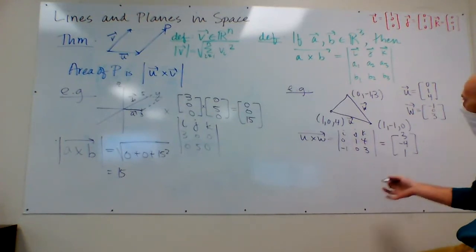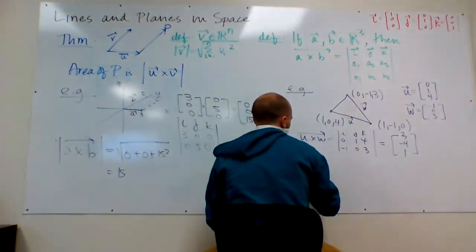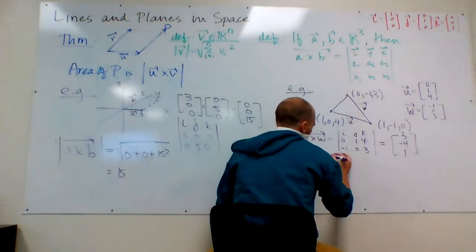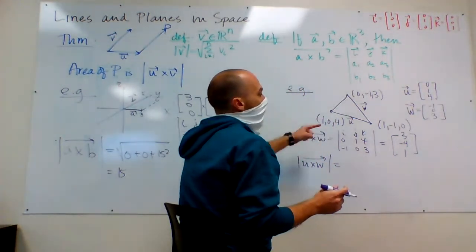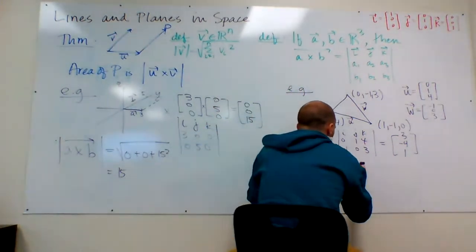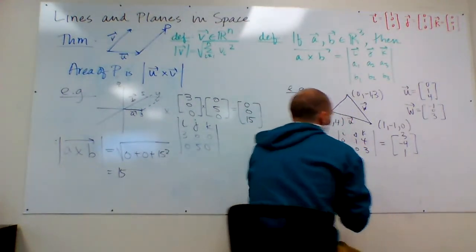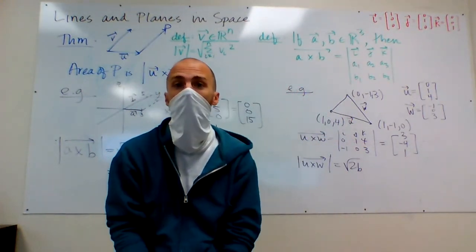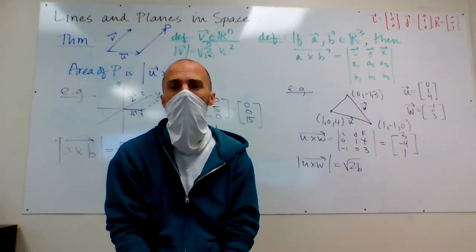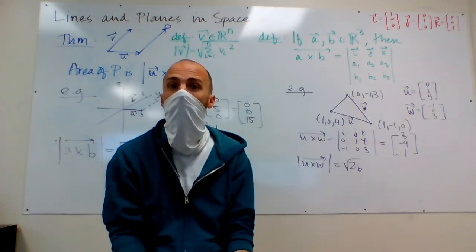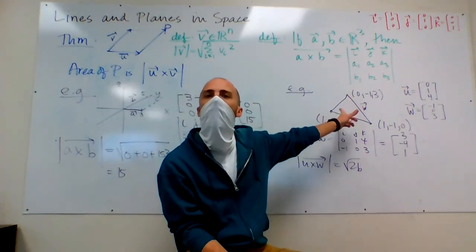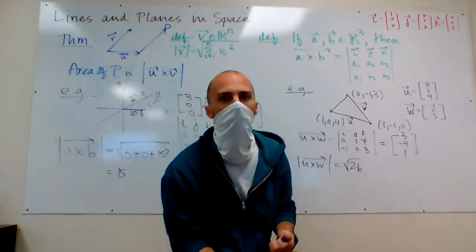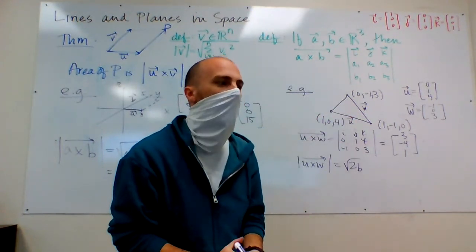Okay, so the length of U crossed with W is going to be 9 and 16 is 25 and 1 is 26, meaning that the area of my parallelogram is going to be square root of 26 divided by 2. I mean, not my parallelogram, my triangle right here. This triangle has area square root of 26 divided by 2. I got it. Hold on, yes?